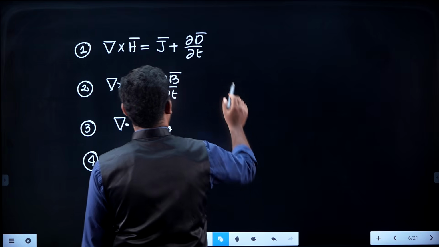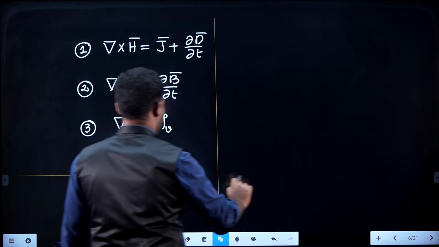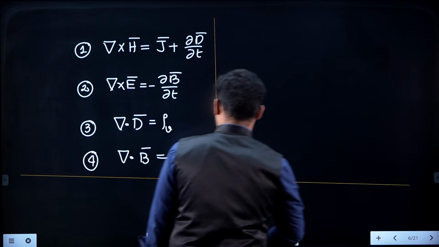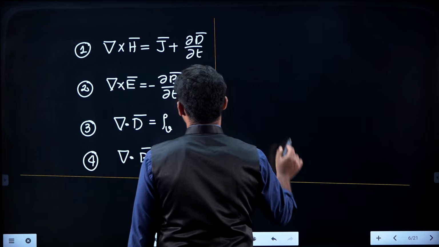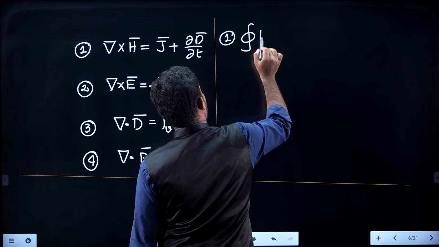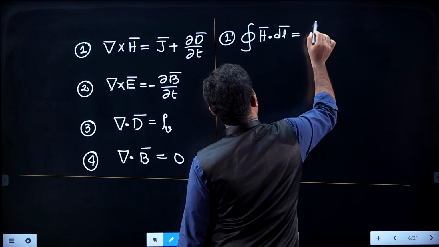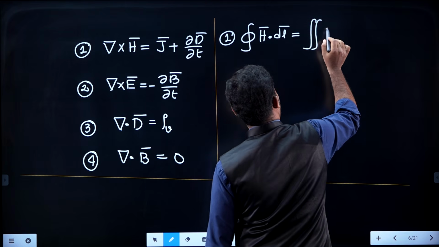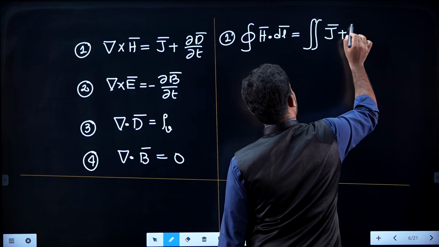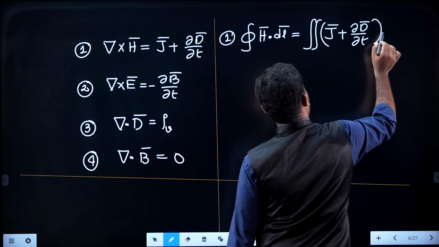Let me write down those also for your reference. What is the integral form of Maxwell's equations? Closed line integral of H dot dL is equal to surface integral of J plus dou D by dou T, dot dS. This is the integral form.